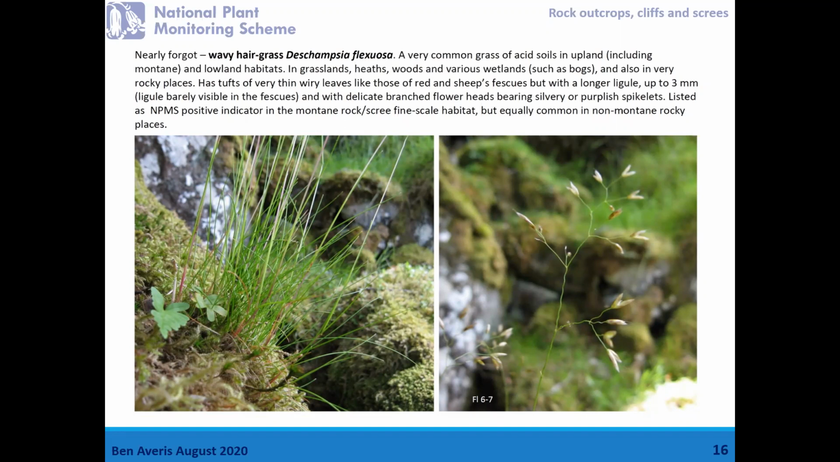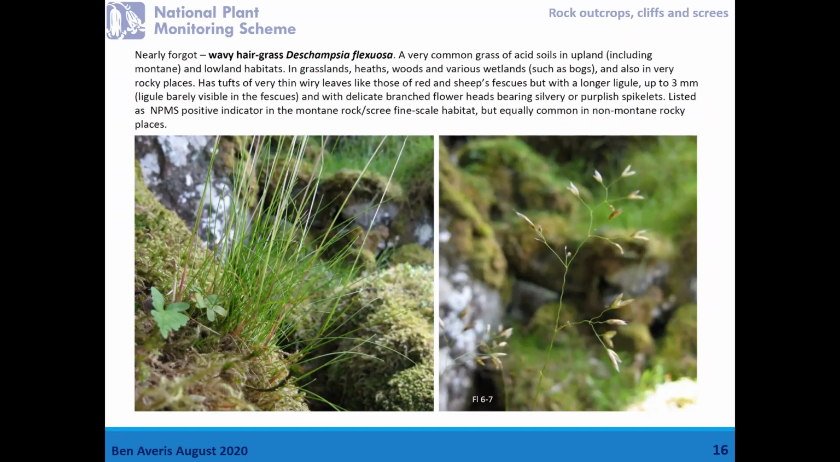But you can tell it from the fescue. If you just have the leaves, you can look for that little ligule, that little sticking up flap at the base of the leaf blade. It's a bit more obvious in the wavy hairgrass. It goes up to about 3 millimeters long, whereas in the fescues, it's nothing like that length. You have to really hunt around to find it, probably with a hand lens.